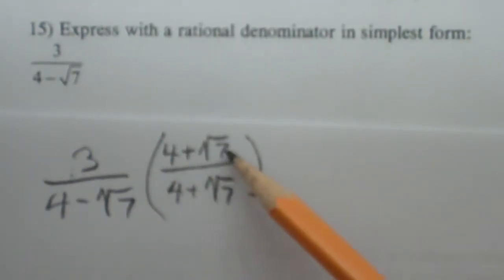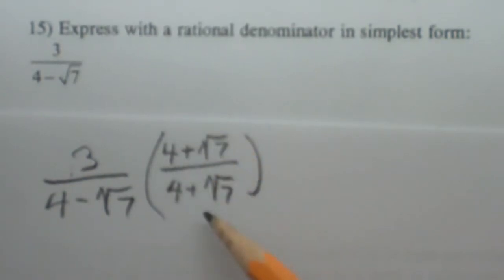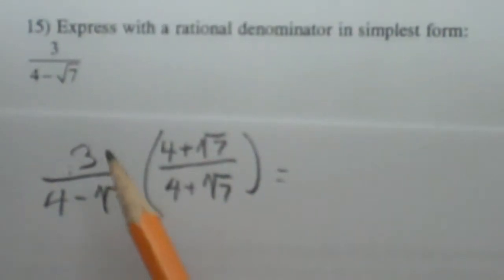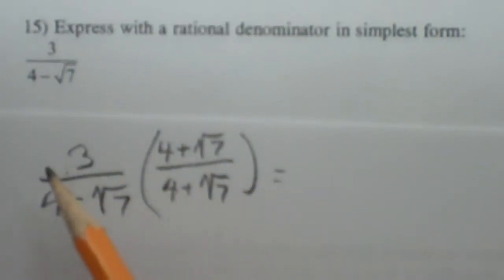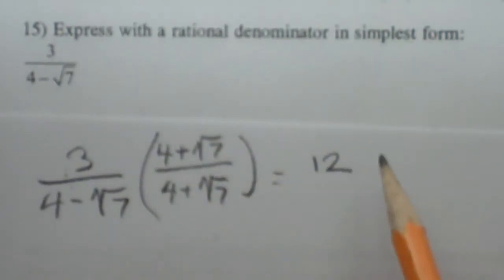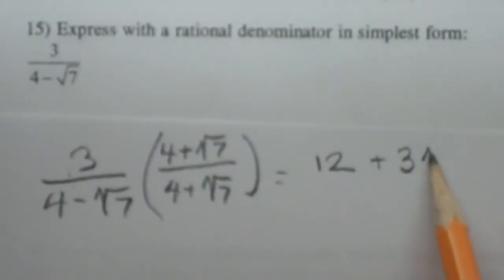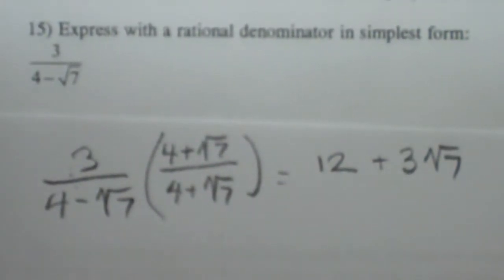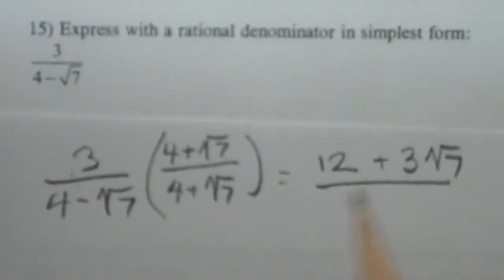Well, what is 4 plus radical 7 divided by 4 plus radical 7? That's 1, right? So when we multiply this by 1, we change what it looks like, but we don't change what it is. And that's okay. So let's multiply by using the distributive property. 3 times 4 gives us 12, and 3 times radical 7 is 3 radical 7 over. Something nice should happen down here if we've done this correctly.